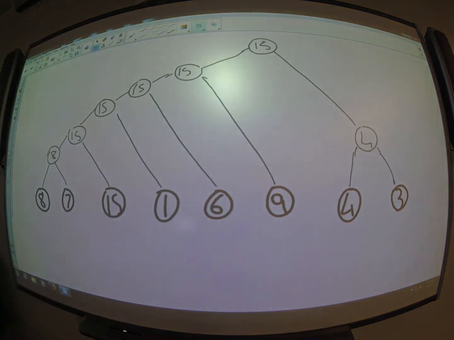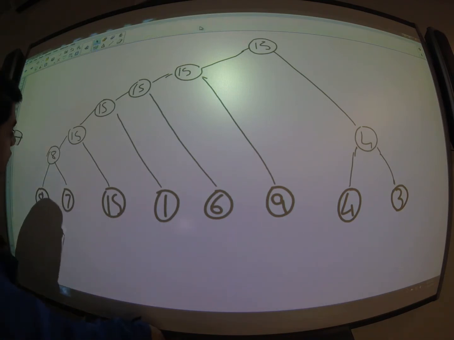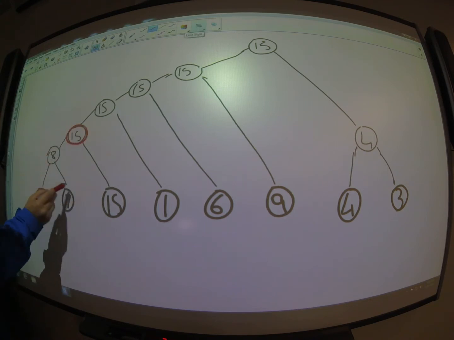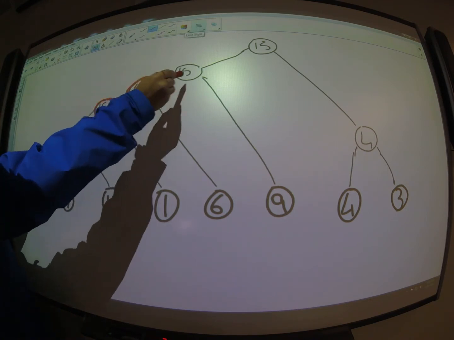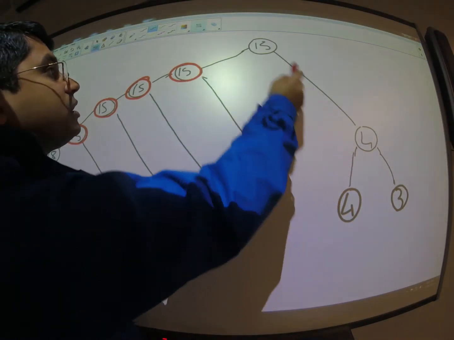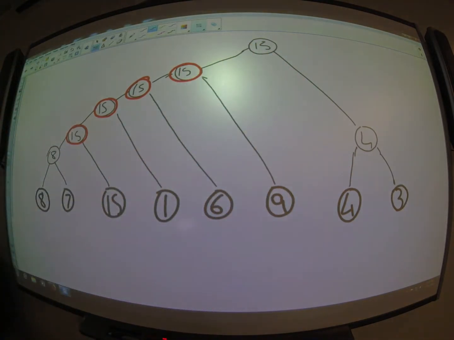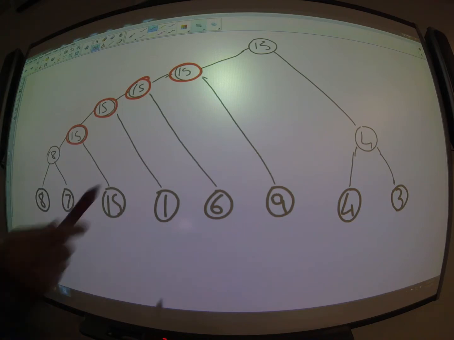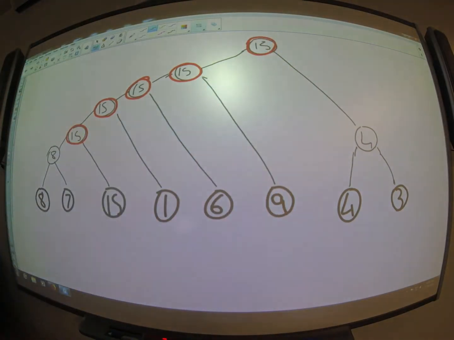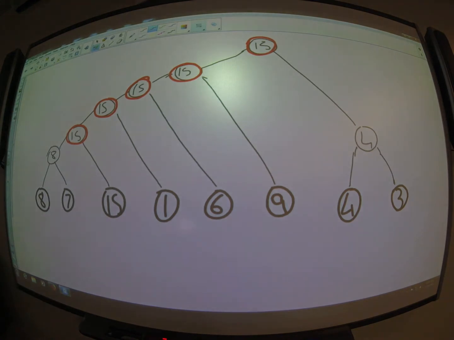Alright, so this is some random tree. Which is the maximum number? 15. How many matches has the best player played? How many matches has 15 played? How many comparisons does it have? Let's highlight. 15 was compared over here, again here, again here, again here. Wouldn't that top one be a comparison? Oh yeah, comparison.